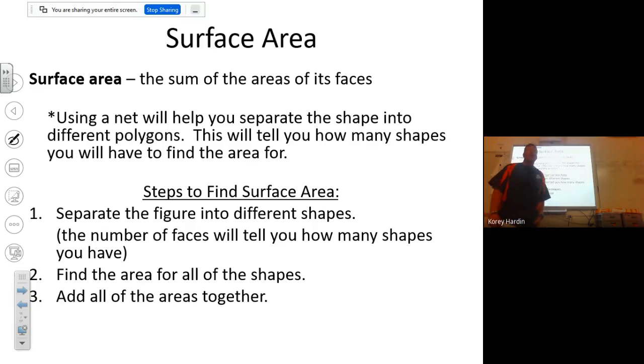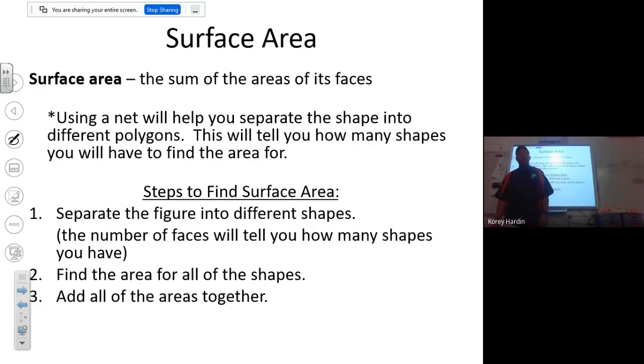All right. So one last big section of surface area. Okay? Surface area, the definition of this is the sum of the areas of its faces. So if we do have a net, it's going to help you separate the shapes into different polygons. It's going to tell you how many shapes you will have to find the surface area for. Okay, so nets really help us, but we don't always get nets.